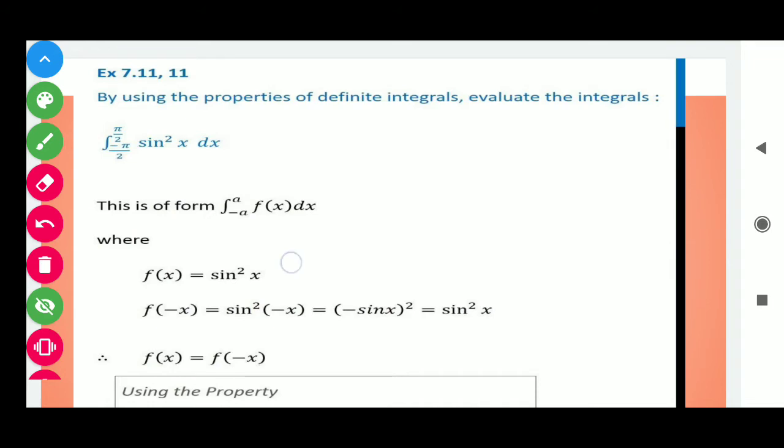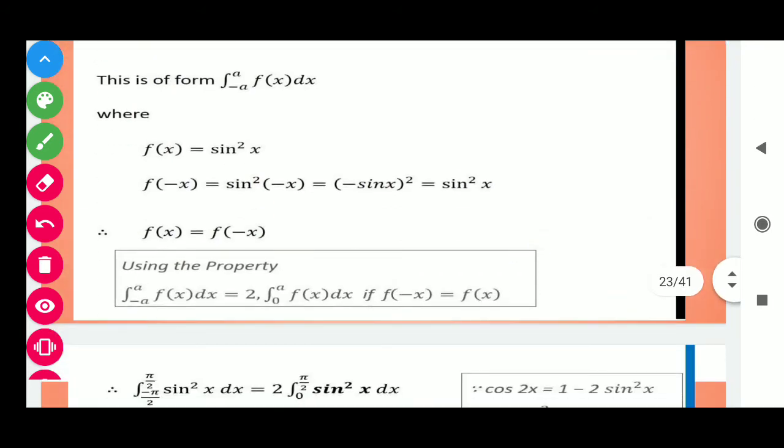f(x) is sin square x. Replace x with minus x. In this way we get sin square minus x, and we know that if the angle of sine is negative then minus comes out and the square quantity remains always positive. So by using these results we get f of minus x is same as sin squared x. That means f of x is equal to f of minus x. So in this way students, this integrand, this function is an even function.